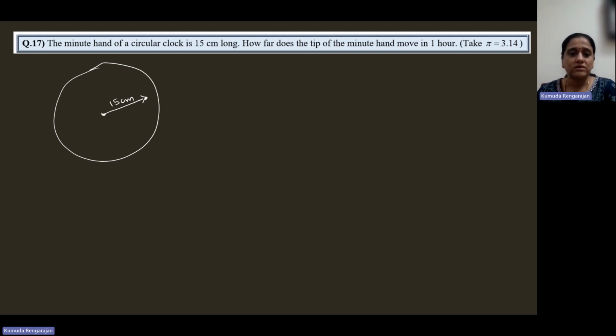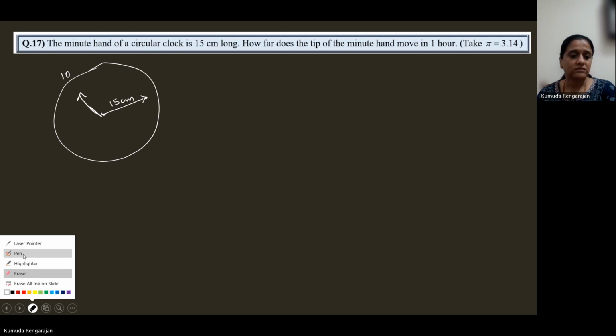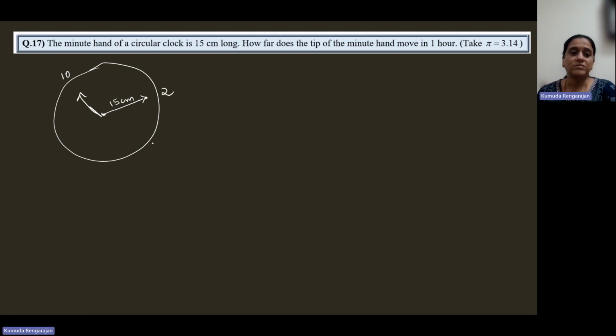All right. Say the time is 10:10. This is the minute hand, and this is the hour hand. How far does the tip of the minute hand move in 1 hour? In 1 hour, that means the time will be 11:10.